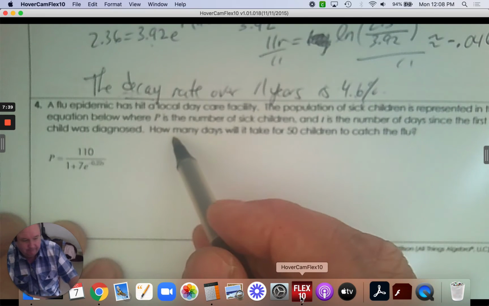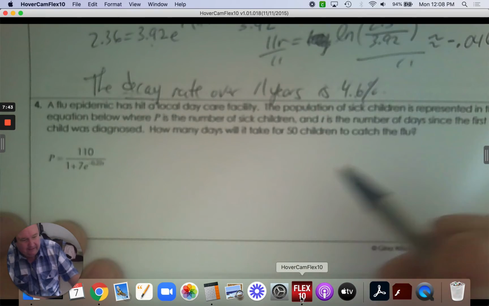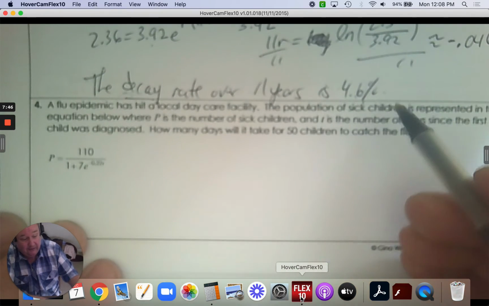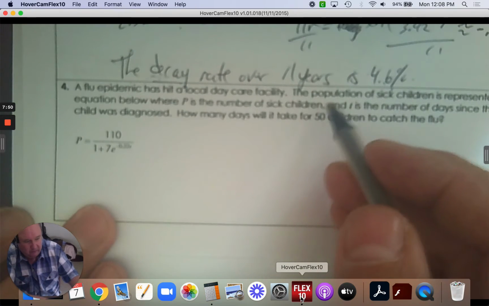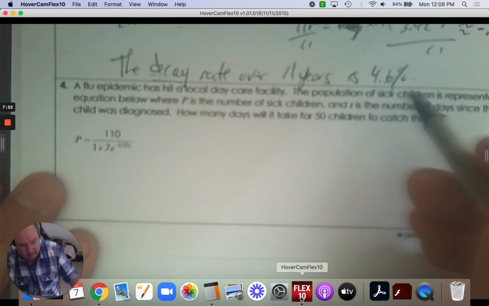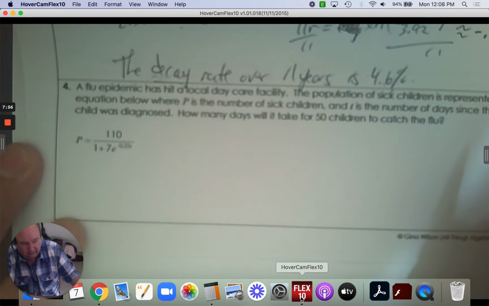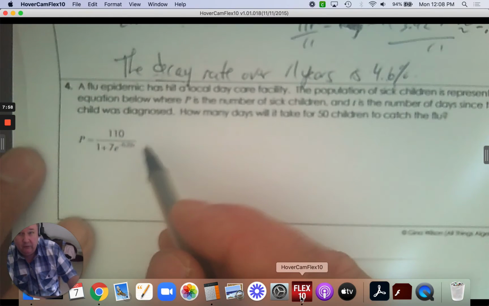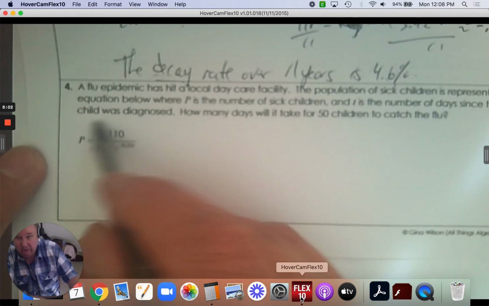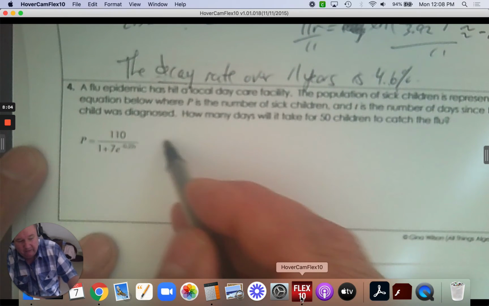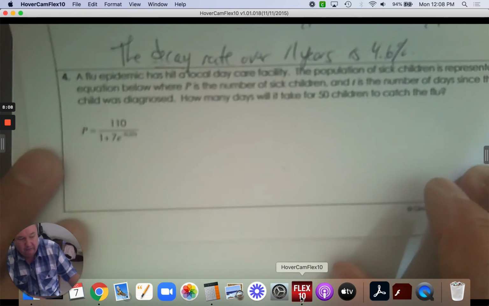4. A flu pandemic. Jeez Louise. Has hit a local daycare. So the population of sick children is represented in this equation, where P is the number of sick children and T is the number of days since the first child was diagnosed. So those that are fighting a pandemic, it is math and science to understand this logistic growth model so we can flatten out and be able to then decrease the number that have been infected.